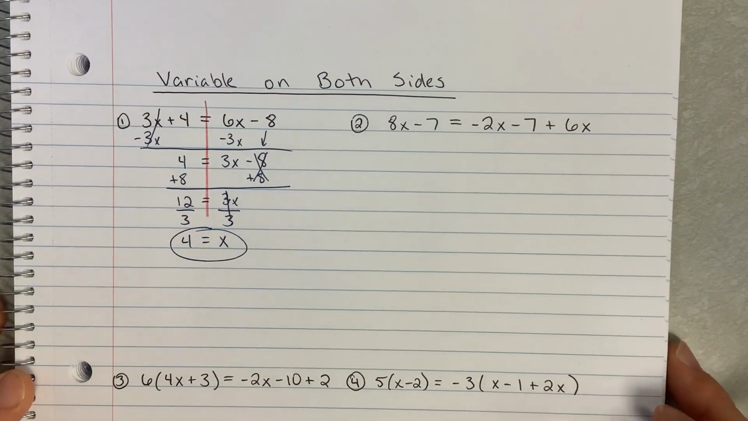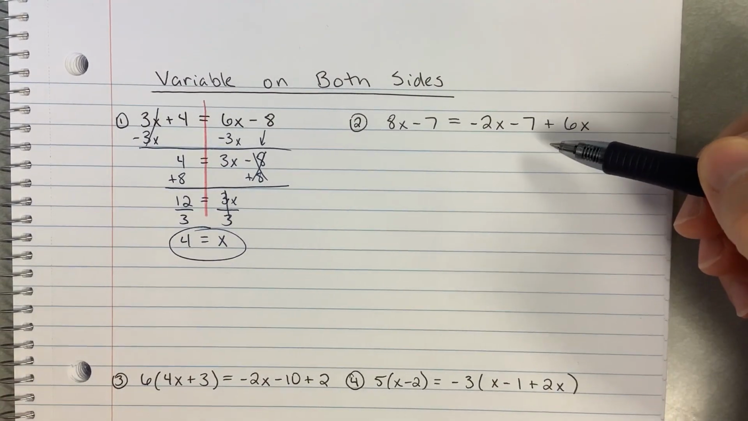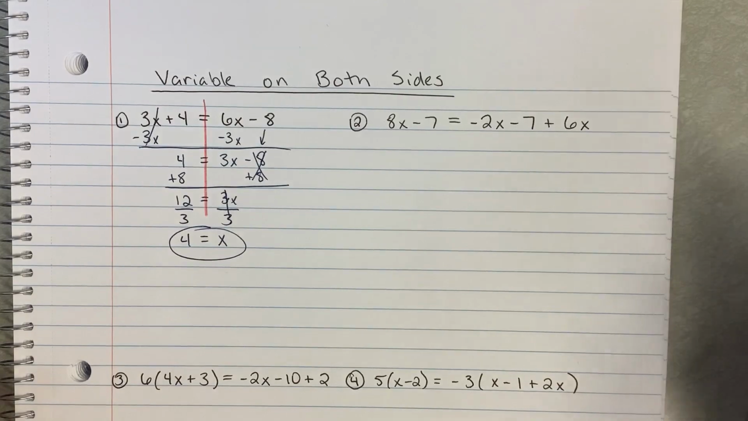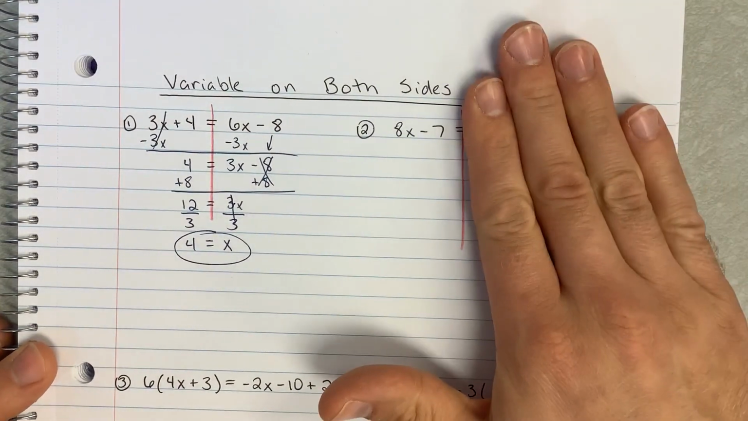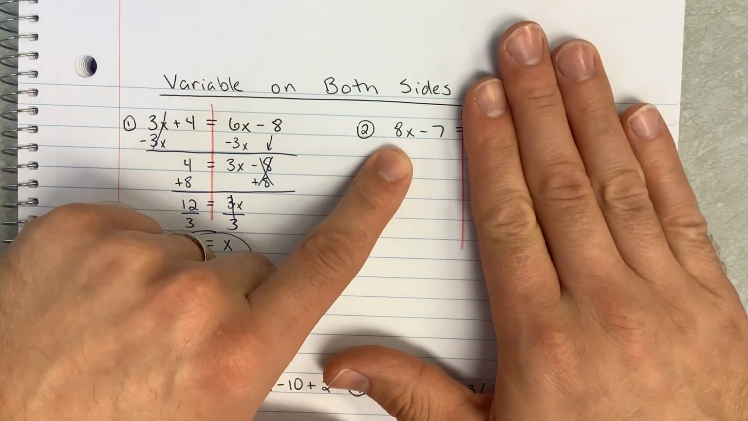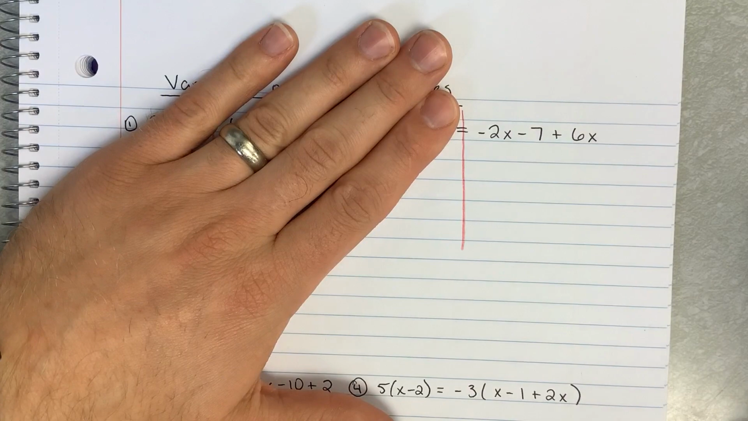Jumping into number 2. Number 1 said distribute. Got no parentheses. I can skip it. Next is combine like terms. Well, let me get my left and my right side here. On my left side, there is nothing to combine. Variable, no variable, skip it. On the right side, I can.